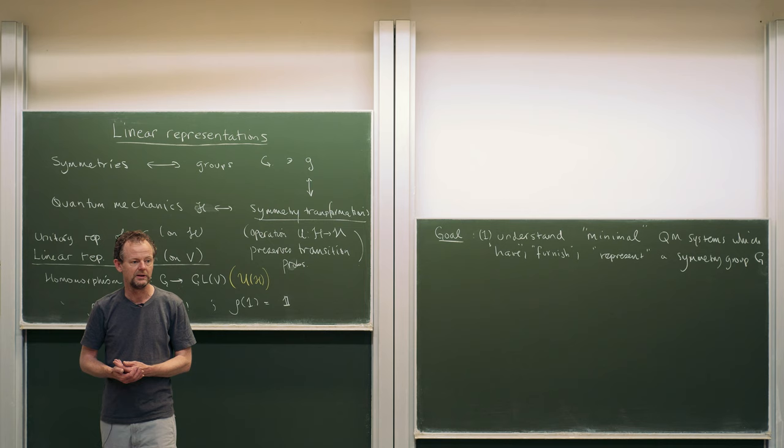One of the nice things about representation theory is you get a couple of representations for free, for every group, always for free. No matter how weird and complicated your group is, here are some examples you always get.